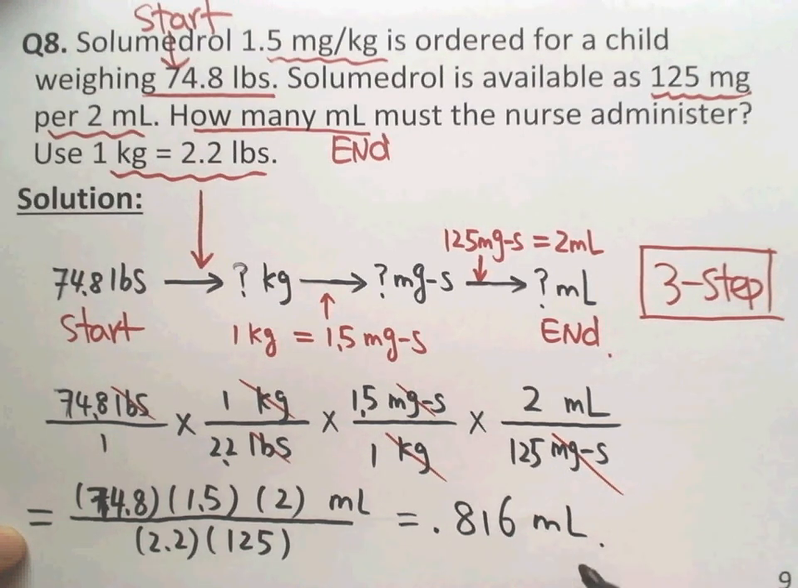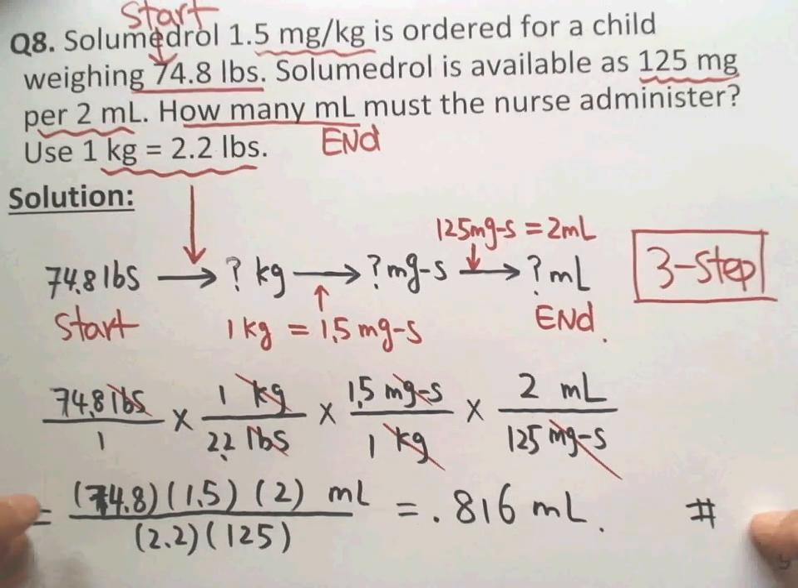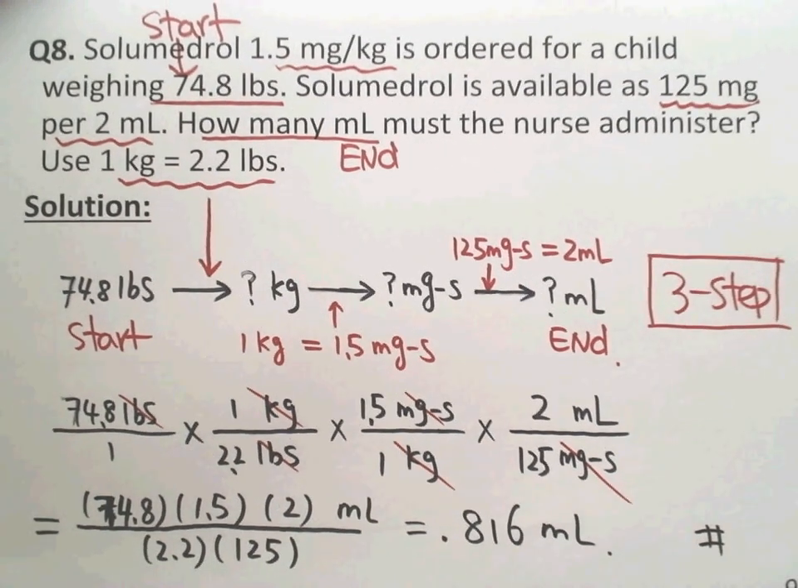And do the calculation. In the calculator, I get the exact number 0.816 milliliter, or approximately. That's the final answer. How many milliliter you need to administer? This one is around 1 milliliter, a little bit smaller. So we have an exact idea what to do for yourself. That's all. Thank you.